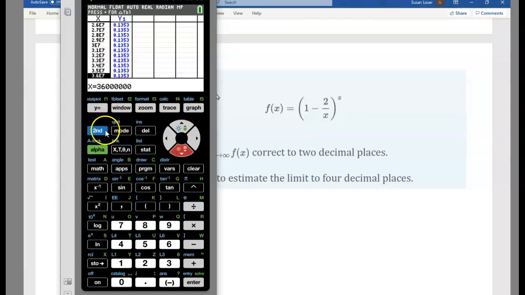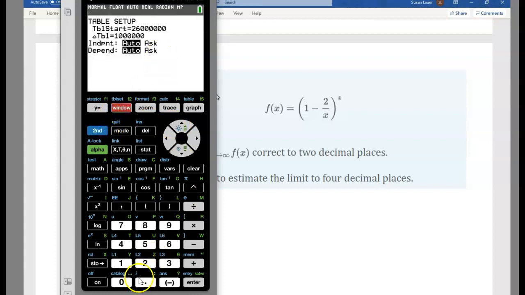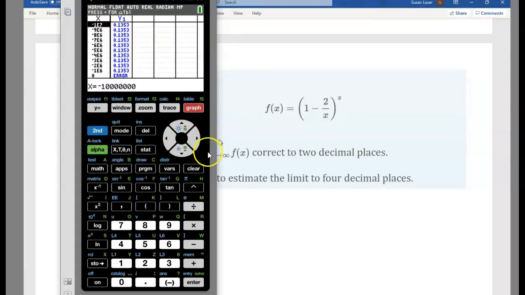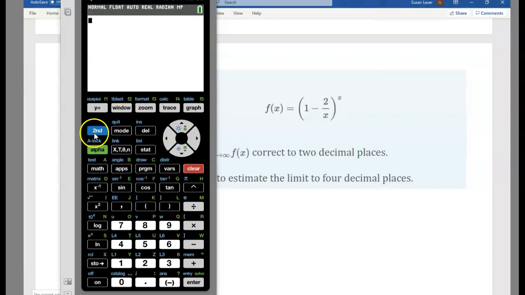If I look towards negative infinity, so let me go back to my table set and set it up at negative 1,000,000. This is looking towards negative infinity, so second table. And I can see as I go more and more towards negative infinity, which would be going up on my table, I still get this 0.1353. So this has a horizontal asymptote for y equals 0.1353. And really that should be y equals 0.135 because we go to 3 decimal places unless it says otherwise.